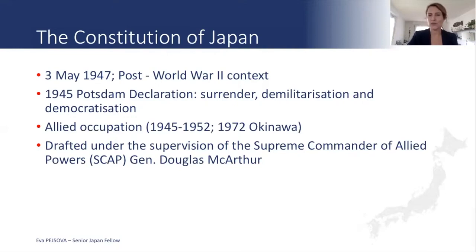It was under the occupation of the Allied forces until 1952 for the Japanese mainland and until 1972 for Okinawa. Unlike in Europe, the Allied forces did not divide the Japanese territory among themselves, but the occupation was conducted under the authority of the Supreme Commander of the Allied Powers, General Douglas MacArthur. We need to understand, therefore, that the Constitution was basically written by the Americans, General MacArthur and his team, although the Japanese had the possibility to eventually revise the text.